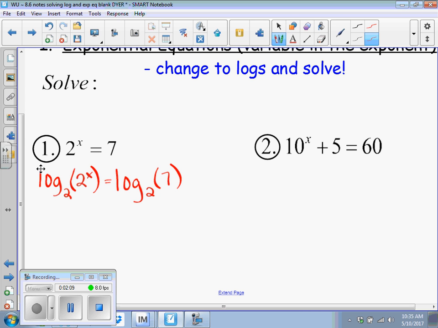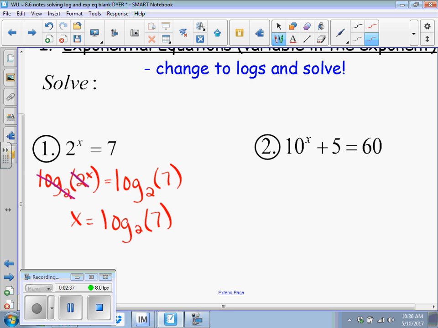Now, what happens to the left-hand side? Log base 2 of 2 cancels. That was one of our properties yesterday. Log base 2 of 2 cancels. This is the reason why we do that, leaving me with just x on the left. It released that exponent. So x equals log base 2 of 7.